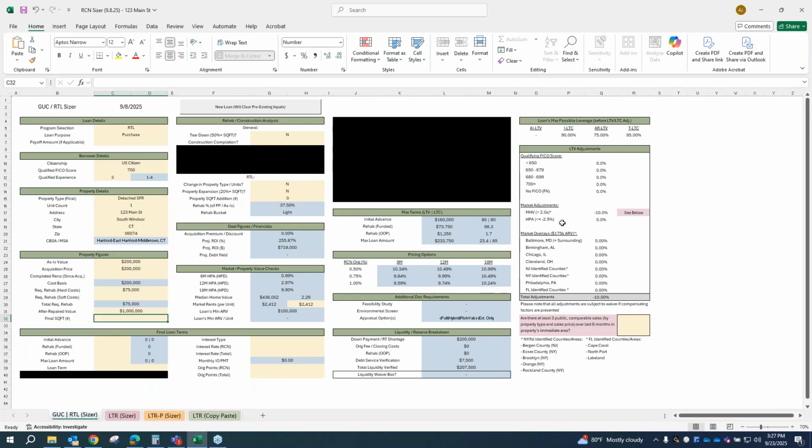Now, generally speaking, in the past, we've had to get exceptions on this, but if we have 3 public comparable sales by property type and sales price over the last 6 months in the immediate area, we can remove that 10% reduction.